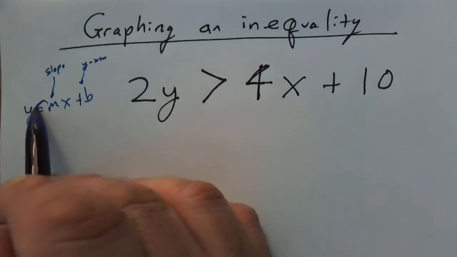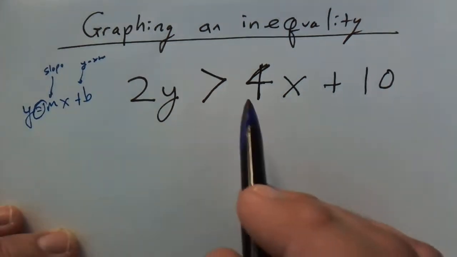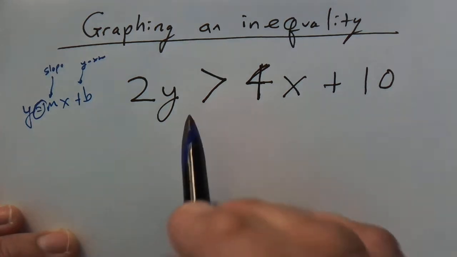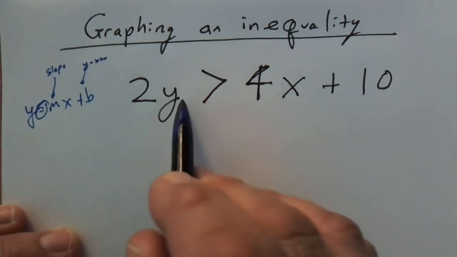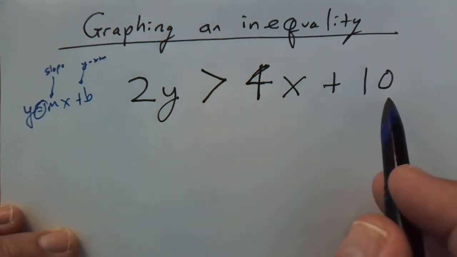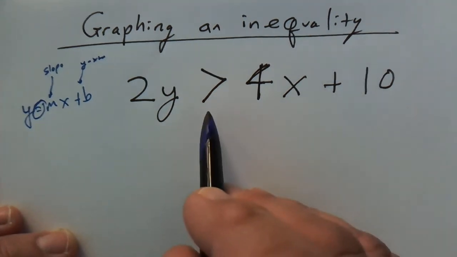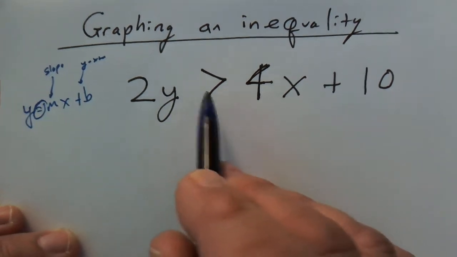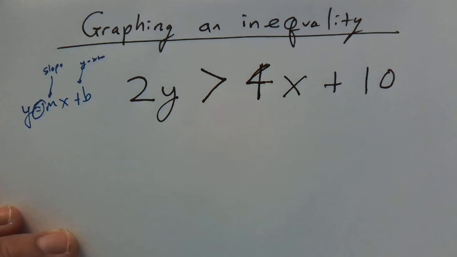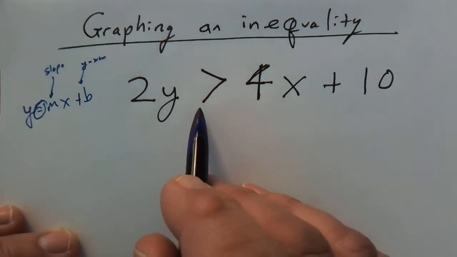Now, we notice that this has an equal sign here and this has an inequality sign. We're going to still work with it the same way. And this is read 2y is greater than 4x plus 10. Had it had a line underneath here as well, it would be greater than or equal to this amount. But in this case, it just has the greater than sign.